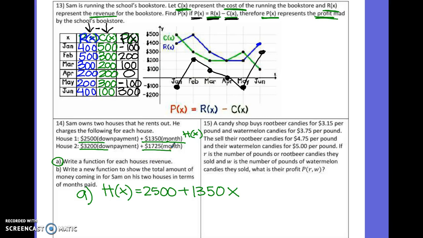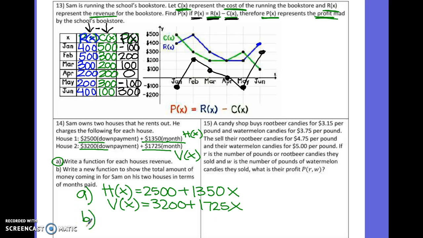And for this one, we don't want to use H again. I'm going to put just a random letter, V. So V of X equals $3,200 down payment plus $1,725 a month would be the money that Sam gets on the houses.